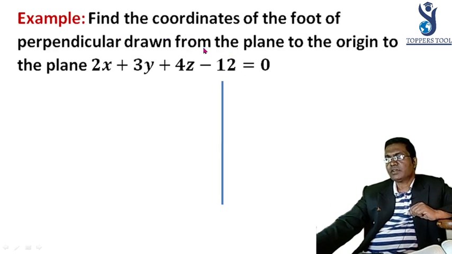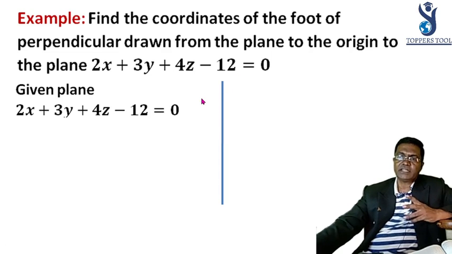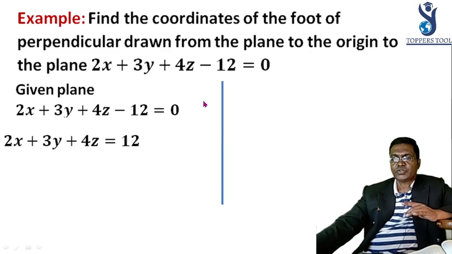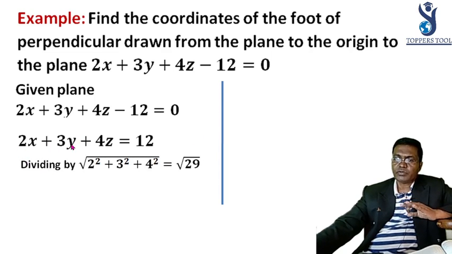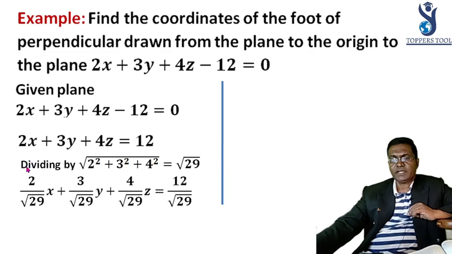Here is the example. Find the coordinates of the foot of perpendicular drawn from the origin to the plane. This is the equation. First you need to express it in the standard form, that is Lx plus My plus Nz equal to D. Here 2, 3, 4 are the direction ratios. Now you need to find the direction cosines, so you divide throughout by the square root of 2 square plus 3 square plus 4 square, that is root 29. After dividing, you will get 2 by root 29, 3 by root 29, and 4 by root 29 equals 12 by root 29.